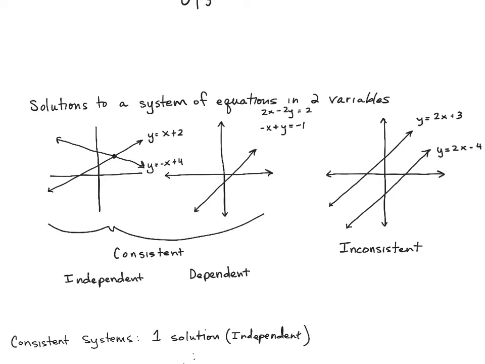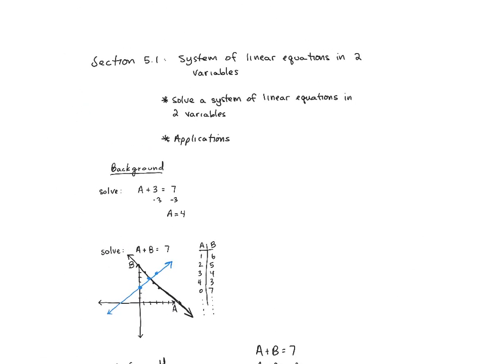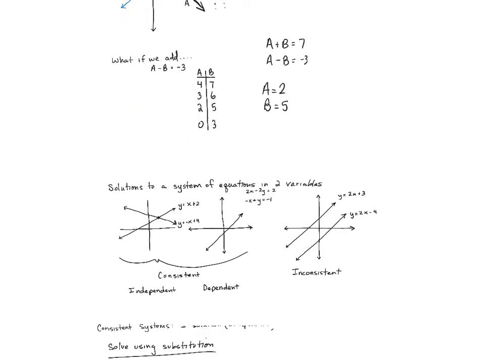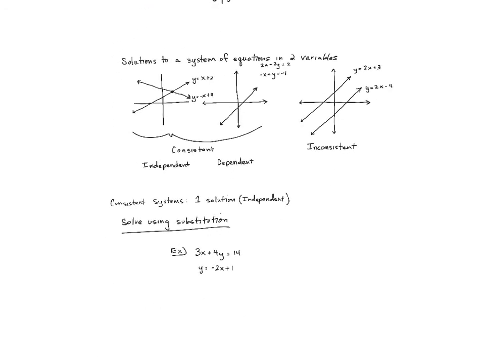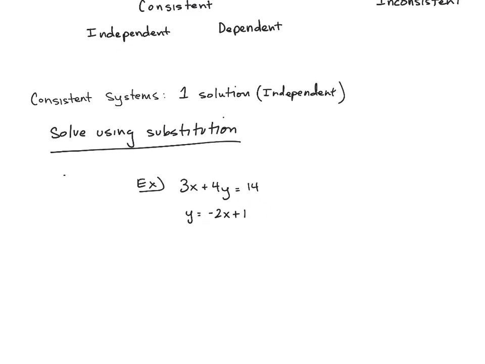Okay, so that's just some background information before we actually get into our learning targets. Our learning targets for today were to solve a system of linear equations in two variables. And it's going to use the two methods which I'm sure you're familiar with called the substitution method and elimination method. So we'll start with substitution method first, and we're going to solve a system of equations that has one solution. It's called independent. And we're going to solve using the method substitution.